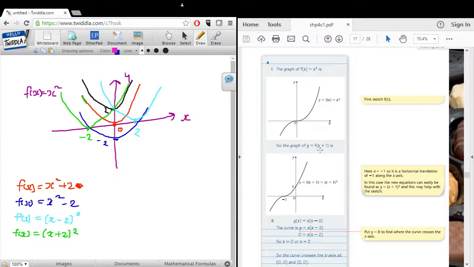And then as you can see, the rule once again, x plus 1, it's in the bracket. So what does that mean? That means that it gets shifted to the left.